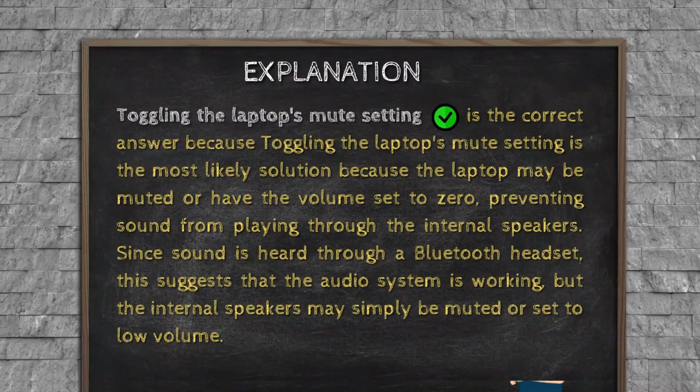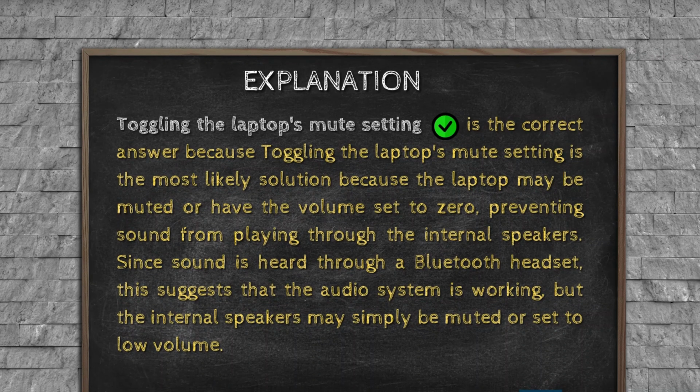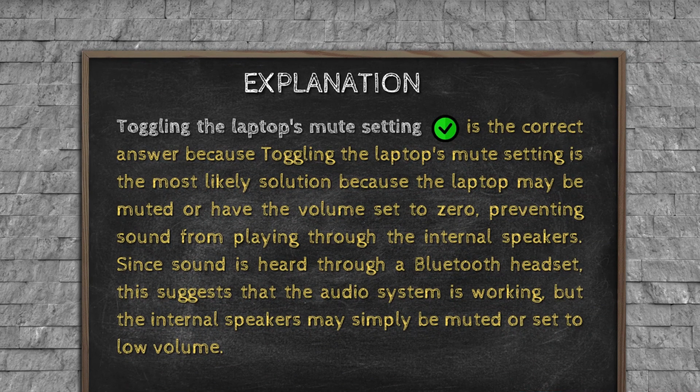Explanation. Toggling the laptop's mute setting is the correct answer because it is the most likely solution. The laptop may be muted or have the volume set to 0, preventing sound from playing through the internal speakers. Since sound is heard through a Bluetooth headset, this suggests that the audio system is working, but the internal speakers may simply be muted or set to low volume.